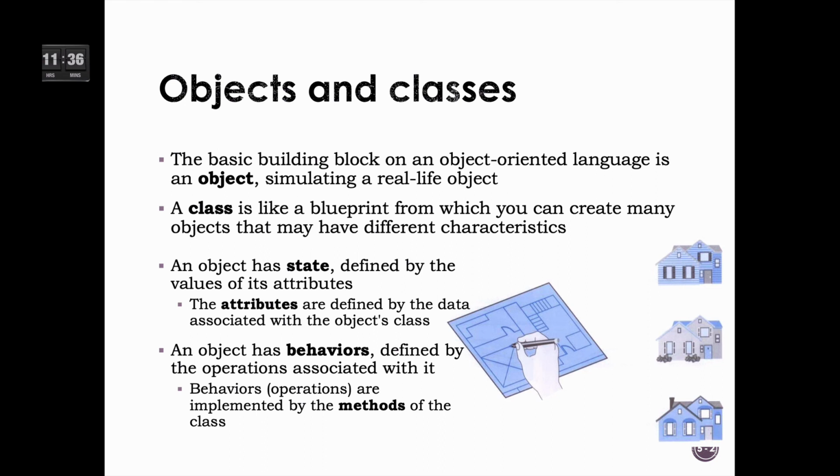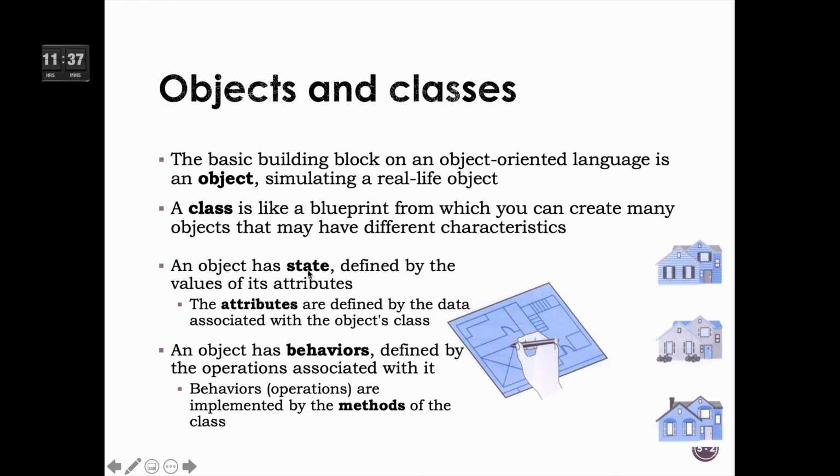So the basic building block is an object, and the way that you are defining an object is through classes. So a class is the blueprint that allows you to create many different objects. Now, every time you're producing a new object, we say that you instantiate an object. That's part of the terminology. So an object has two things: it has a state and it has behaviors.